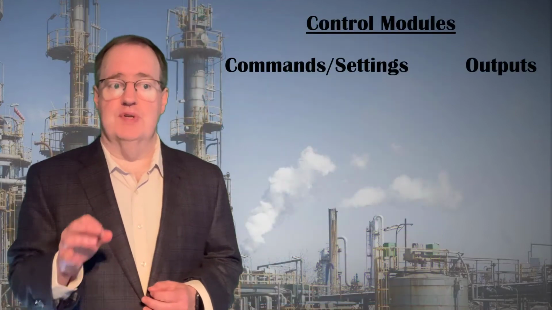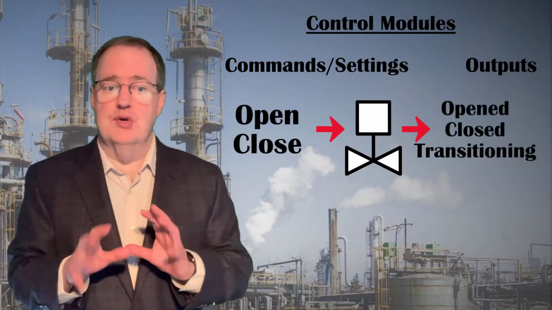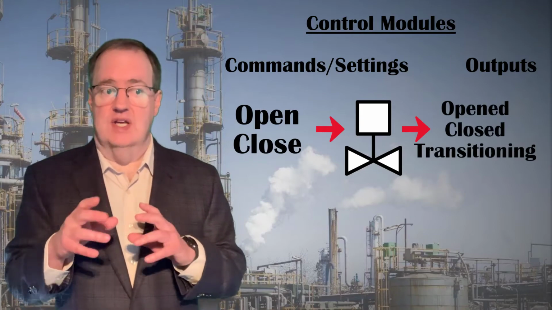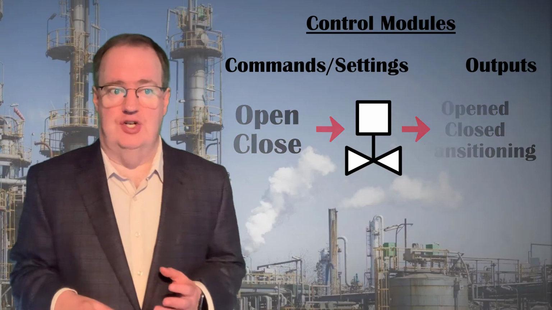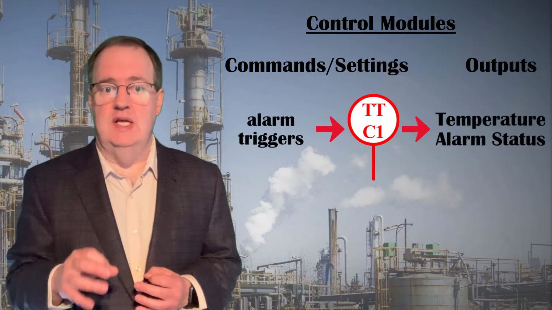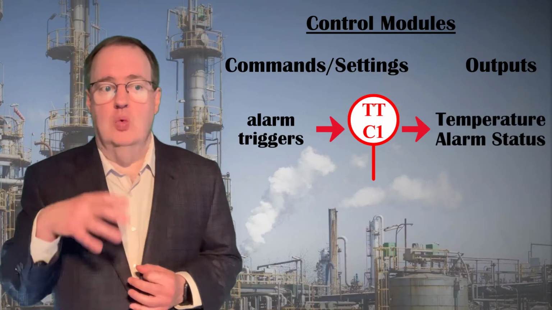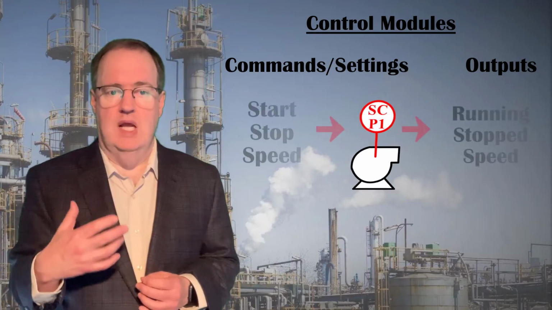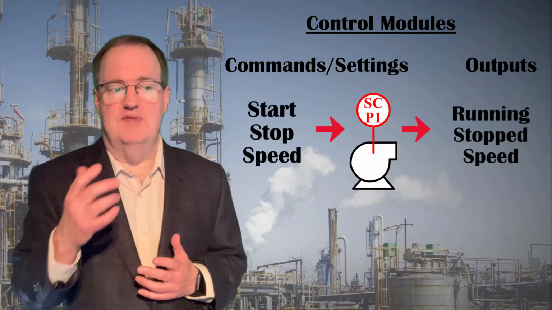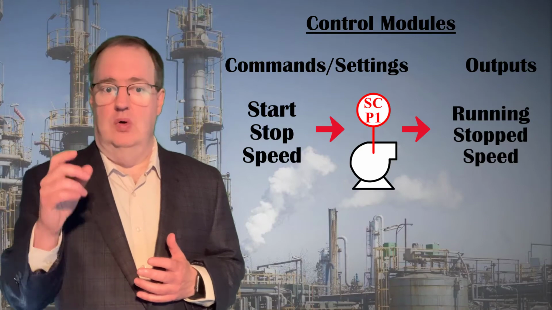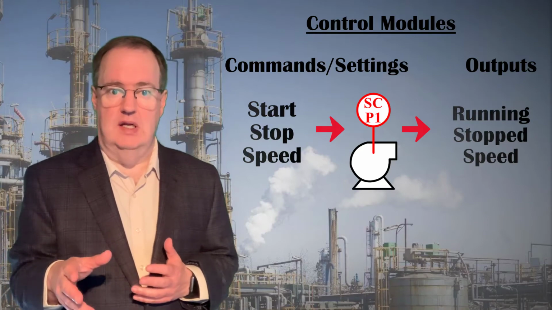Here are some examples of control modules. A solenoid valve receives an open or close command and is either open, closed, or in transition. A resistance temperature detector, or RTD, outputs a temperature measurement. We can set alarm levels for it and receive alarm statuses. A variable speed pump receives on-off and speed commands and reports being either running or stopped and the actual speed.